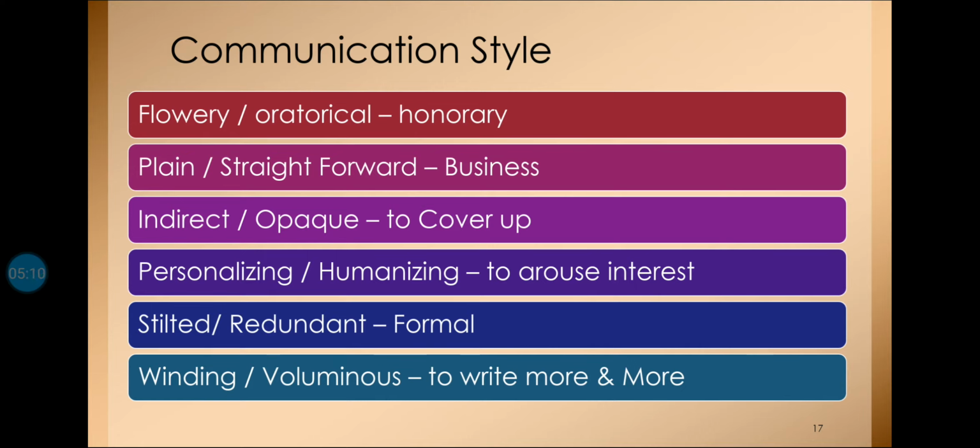Then the next method is stilted redundant, which is also known as the formal method. So this is a very redundant method in which everything is written very balanced. Nothing is written out of the focus. It is completely based on the scope of your work. It is completely formal. It is not supposed to please anybody. It is based on the facts and the figures. So this is one of the methods that is being utilized while writing your research works.